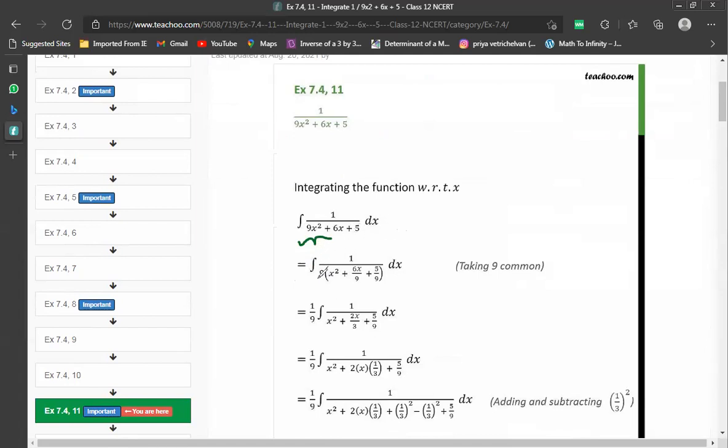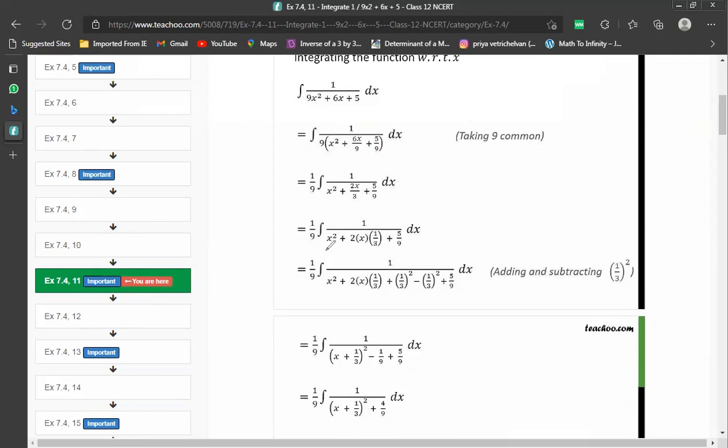So when you take 9 as common, it will become x square plus 6x upon 9 plus 5 by 9. Now they are simplifying this 6 by 9 into 2 by 3, into x.